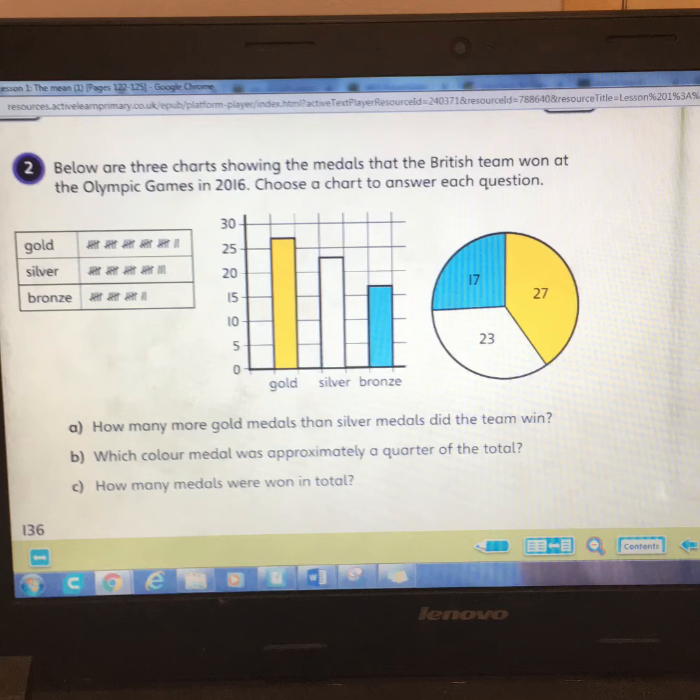C, how many medals were won in total? So for this one, I would use the tally chart because you can add these up really easily. If the pie chart's labelled, you could also just add the numbers up in the pie chart. But like I said earlier, a pie chart will not always have the numbers labelled in it. Lovely.